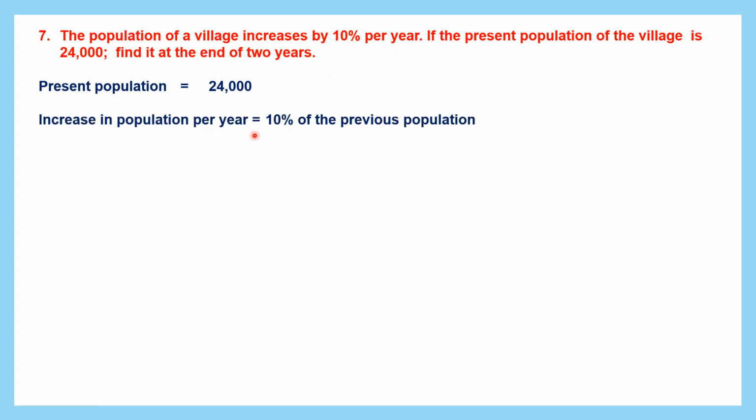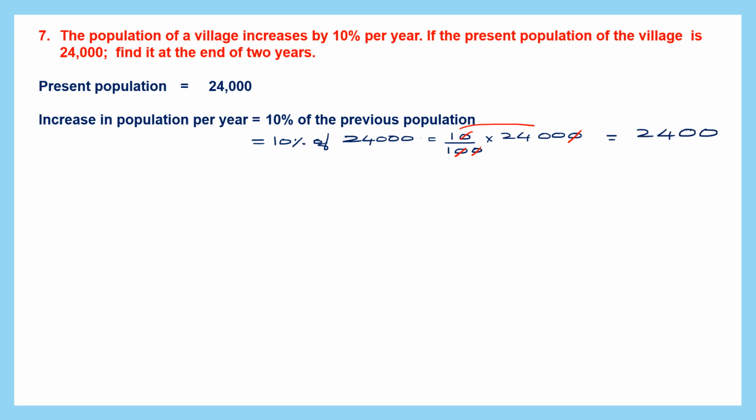So increase in population per year is 10% of the previous population. So that will be 10% of 24,000. That is the previous population. So let's work this out. So this is 10 by 100 into 24,000. So here I can cancel one 0, one 0, one more 0. So what do I have? I have 1 into 2,400. So the increase in population per year is 2,400.